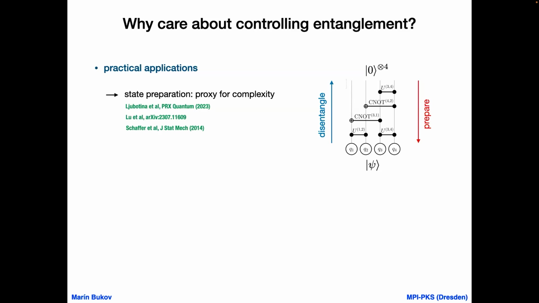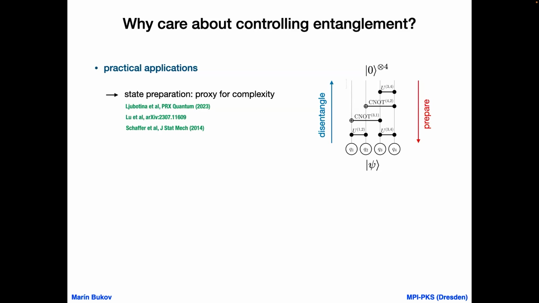So if you're using Qiskit and you want to prepare a certain state in the computer, what the algorithm behind it is going to do is take your state, disentangle it, and then take the same circuit and run it backwards, and so prepare the state. So this is another reason why you may want to care about disentangling states.